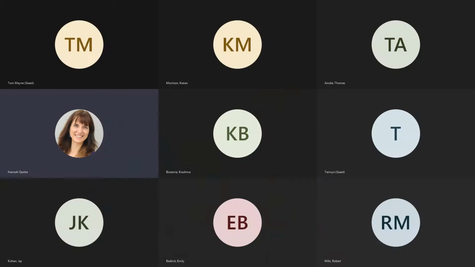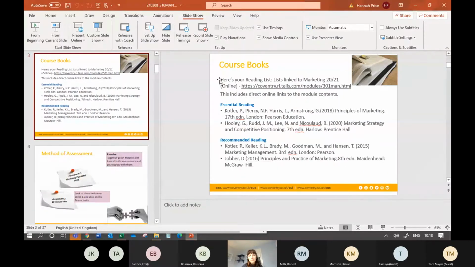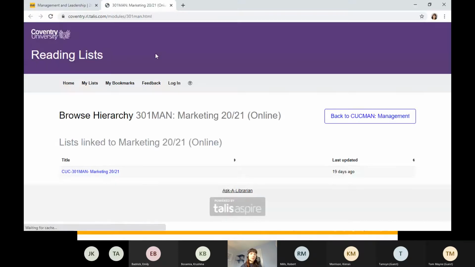Screen with you. Okay. So when it comes to the textbooks, please let me know if you can't see. I can see a red line down my screen, which means you should be able to see it. There is a link to a reading list which has a variety.